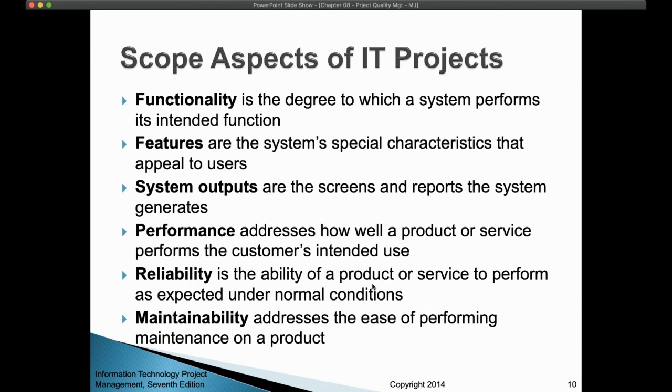Performance, this is how well a product or service performs the customer's intended use. Again, here related to the performance. The system works, but it's not capable of handling a large volume of orders, for example. Then this is a problem. Okay, so performance is important. You need to handle the customers' orders as intended, so that you can say that this product is performing well and it meets the standard or the quality.